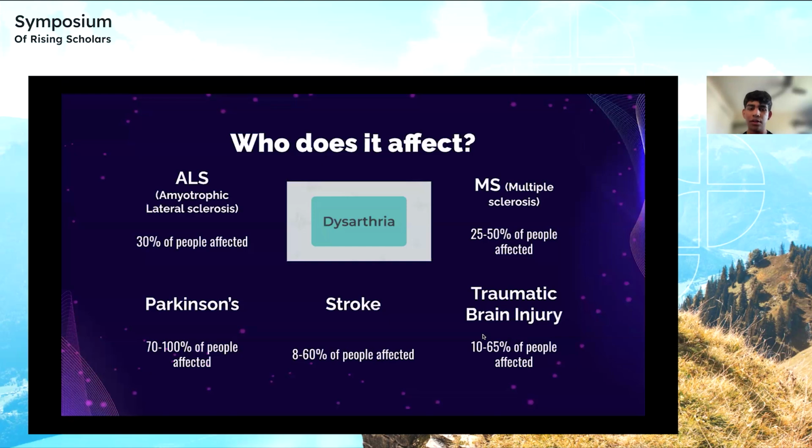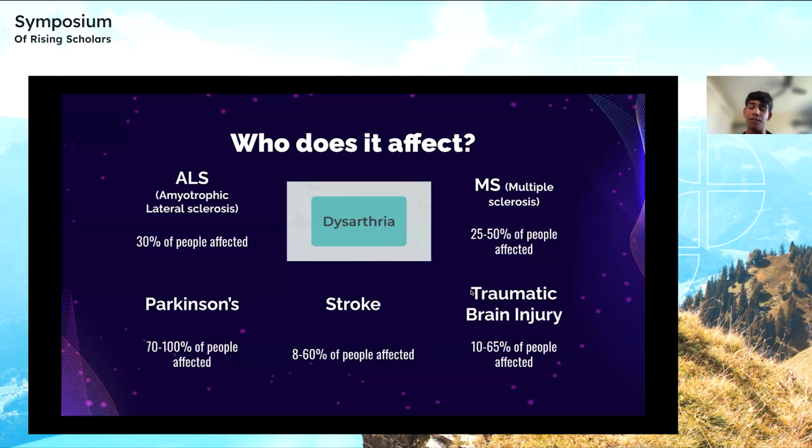So who does it affect? Well, 30% of people with ALS have conditions and symptoms of dysarthria. People who have MS are often 25 to 50% of the time affected. People with Parkinson's, 70 to 100% of the time they are affected. People with stroke, it can vary a lot, but you would see it around 8 to 60%. And people with a traumatic brain injury, you will see it around 10 to 65%.